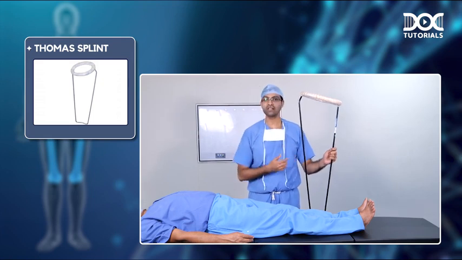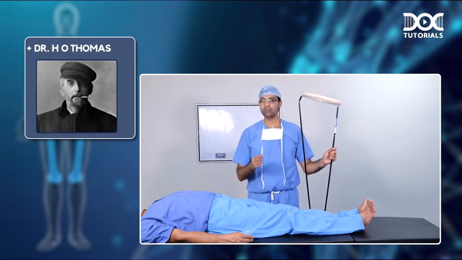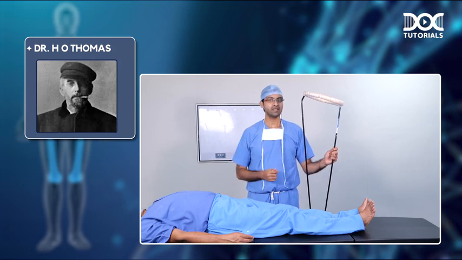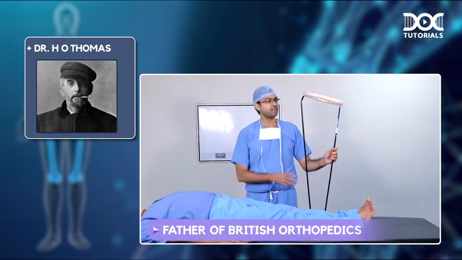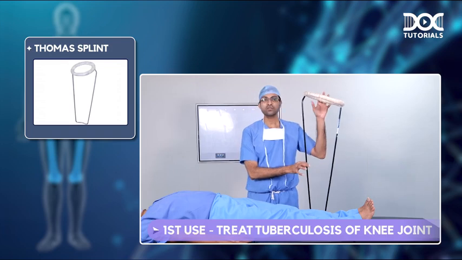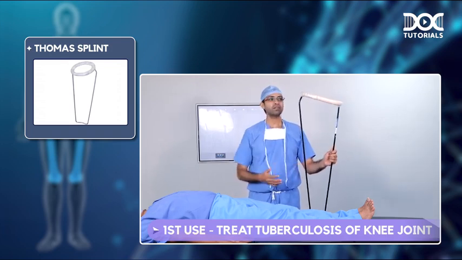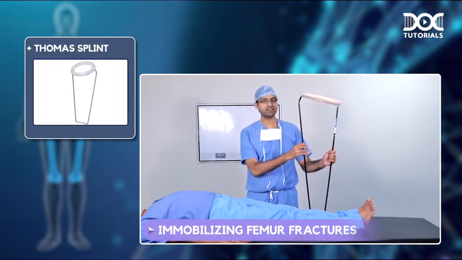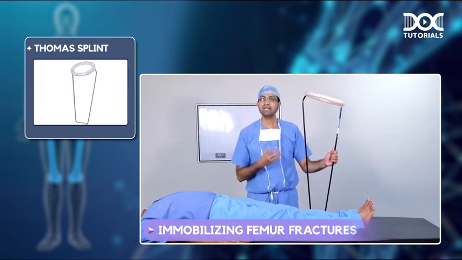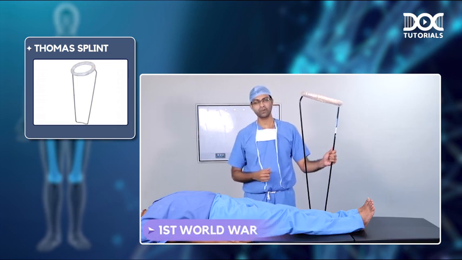This was invented by Dr. H.O. Thomas in 1850s. He is actually known as the father of British orthopedics. The first use of the splint was to treat tuberculosis of the knee joint. But later, people found that this is a very good device for immobilizing femur fractures. And the use of this mainly came during the First World War.